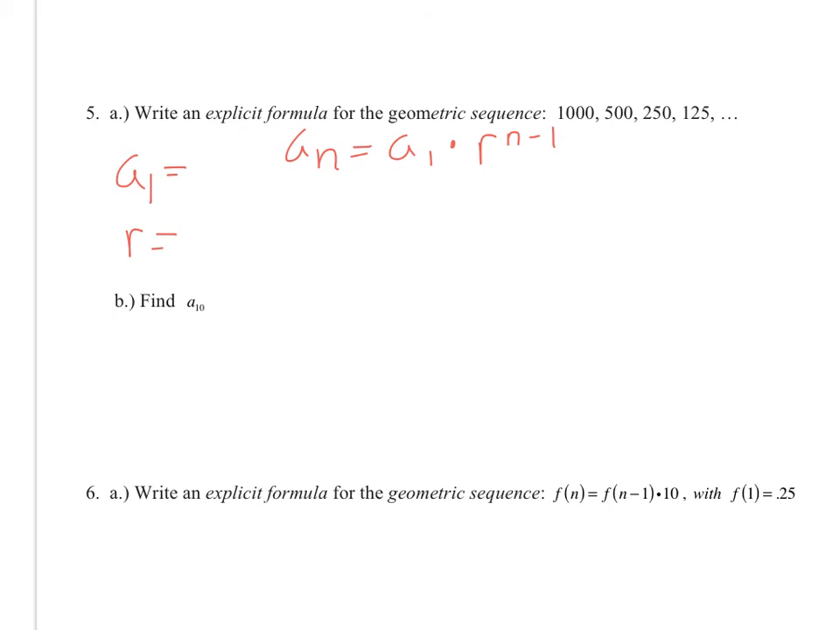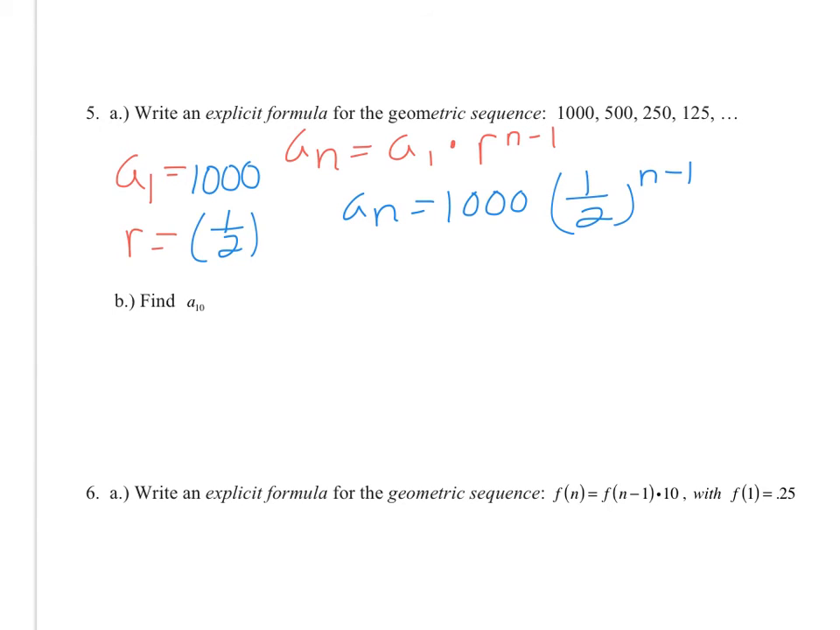All right, let's see this. My first term is 1,000. That's easy. It's given to me. What do you think I'm multiplying by to go from 1,000 to 500, from 500 to 250? Well, I'm not going up. I'm going down. Looks like I'm dividing by 2, but I can't do division. What's another way of saying dividing by 2? You're right. I'm multiplying by 1/2. All right, so let's write our formula. A sub n equals 1,000 times 1/2 raised to the n minus 1. Okay, so there's my formula.